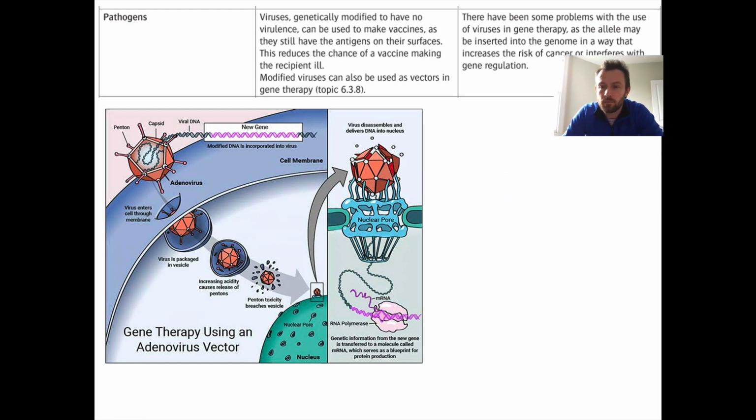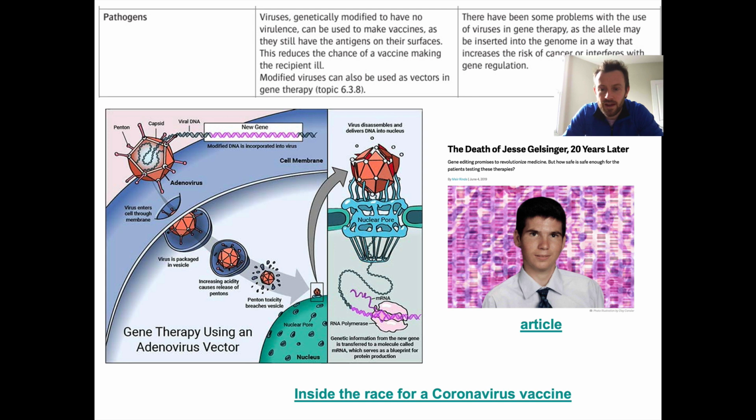There have been some problems with this. There was a very famous death 20 years ago of a young man called Jesse Gelsinger, and here's the article if you'd like to follow that. He was involved in a gene therapy trial. I forget for what condition, but it was an inherited condition. I think he was deficient in an enzyme, maybe in the liver. And he died, unfortunately.